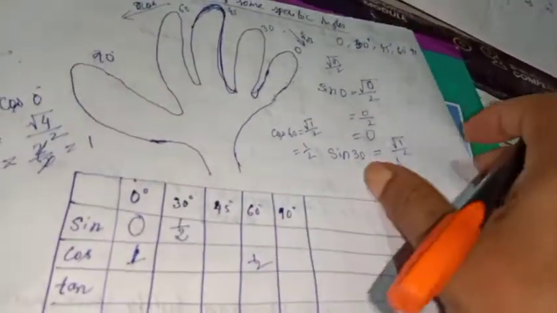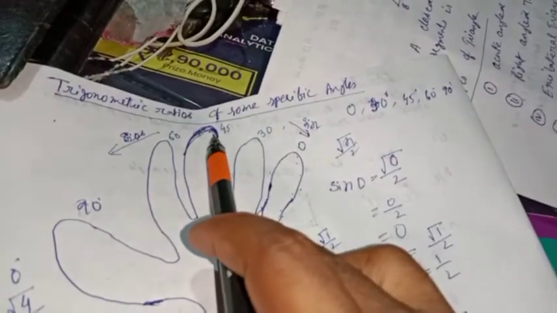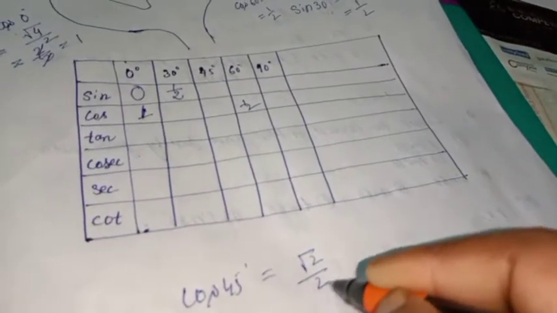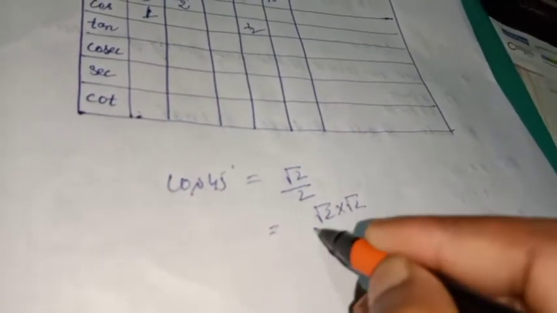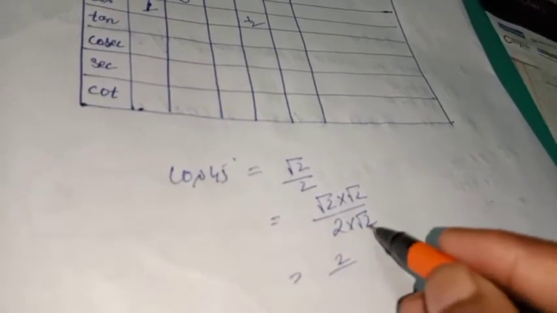Okay. Now, I'll give you 45 degree. Suppose you need cos 45 degree. For cos 45, you have to see here. This is 45. So on this side, how many fingers are there? 2 fingers. So you have to write root 2 by 2. The value of cos 45, you can see in the table given in the textbook, is 1 by root 2. But what are you getting according to this formula trick? Root 2 by 2. But you have to simplify it this way. Multiply by root 2 in the numerator and denominator. Okay? Then root 2 into root 2 is 2, and 2 into root 2 is 2 root 2. 2, 2 cancel, what is left? 1 by root 2.